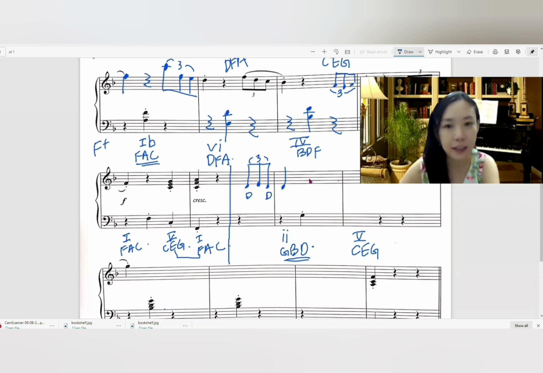Okay. Then after that, rest, followed by GBD chord. Because over here it also has two chords. So I borrow GBD from the chord and followed by C, E, G. And then followed by a rest.